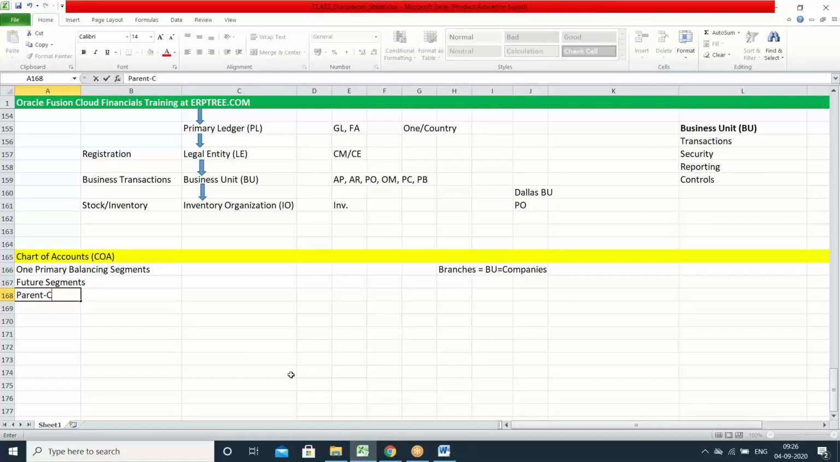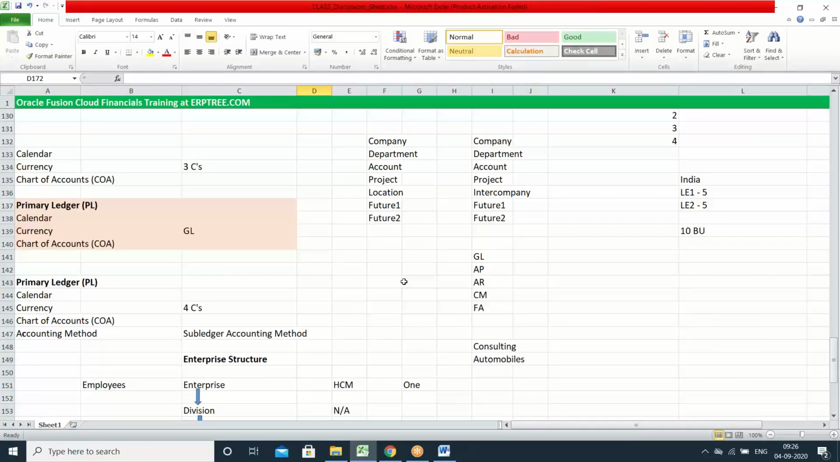Parent and child relationship for the segments. Say for example, you are going to create the accounts. When you create the accounts, for all the expense accounts, you can have one parent account. All the revenue accounts, you can have a parent account. This is how you can have a parent account, so that when you produce the reports, instead of selecting all the accounts, if you select the parent, it will display the balances.